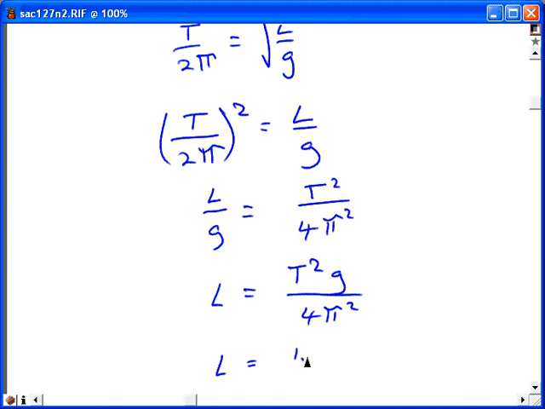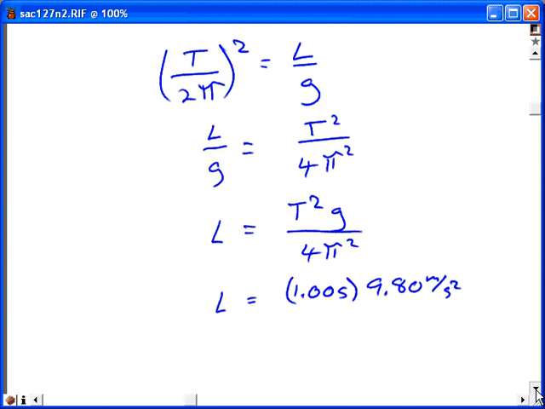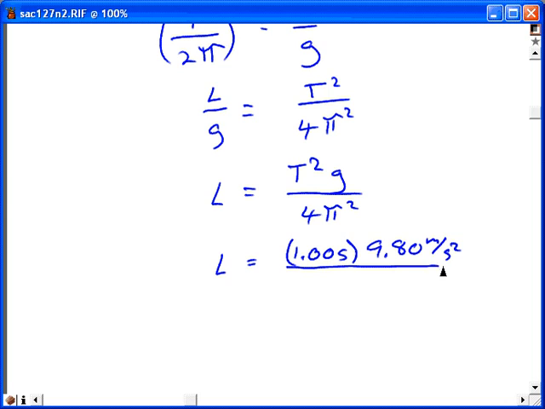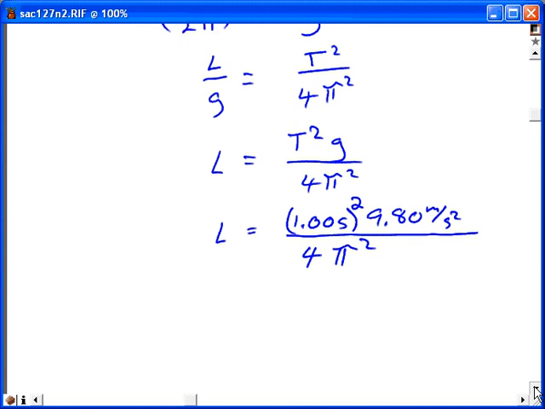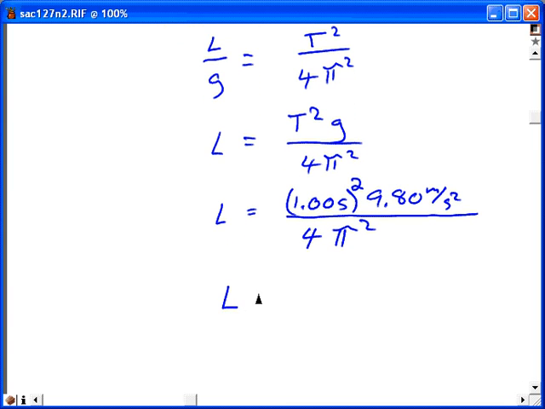L is equal to 1.00 seconds for the period T, squared, times 9.80 meters per second squared for the gravitational force constant, or acceleration due to gravity, all divided by 4 pi squared. The units would work out to be meters per second if I didn't remember to square this, and now the units work out to be meters, which is what we expect for a length.